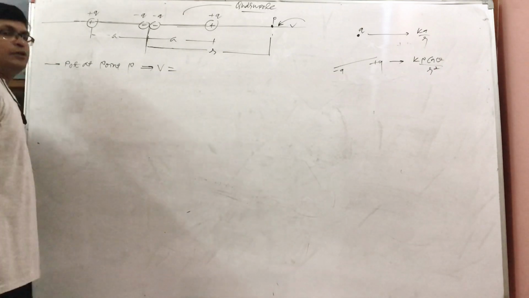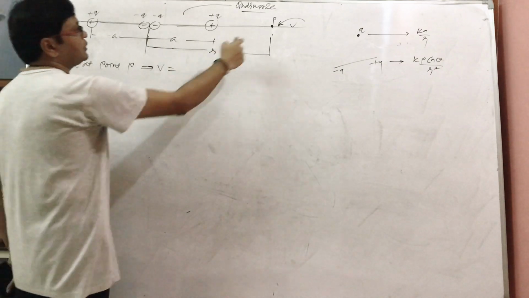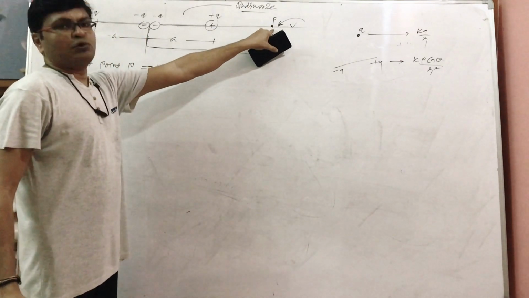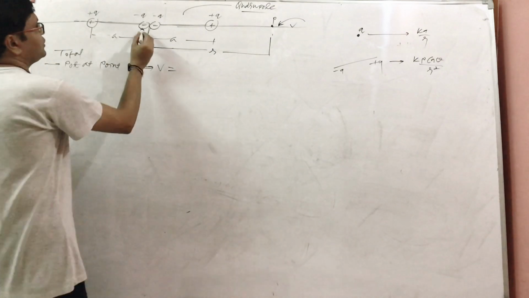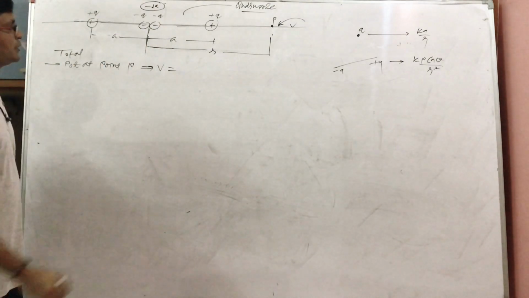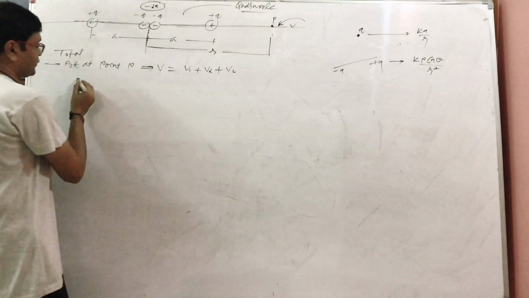It is already V, total potential. I can write total potential at point P. Here the electric potential is mainly produced by these four charges, combined, we can say minus 2q. So already three charges, so I can write V1 plus V2 plus V3.